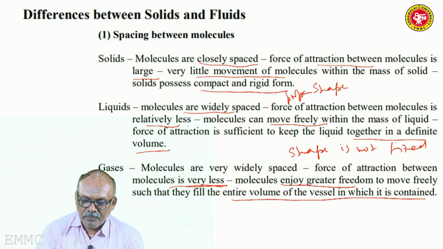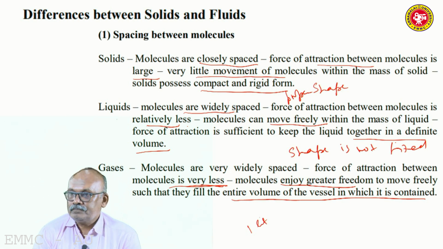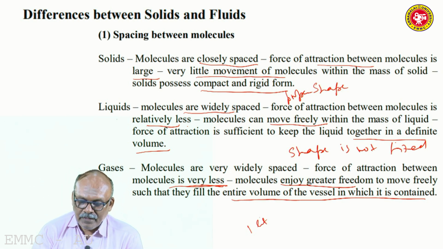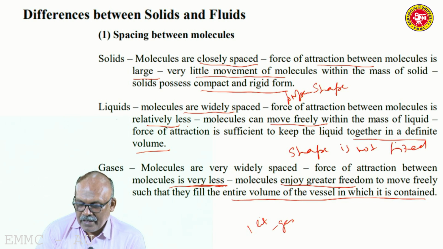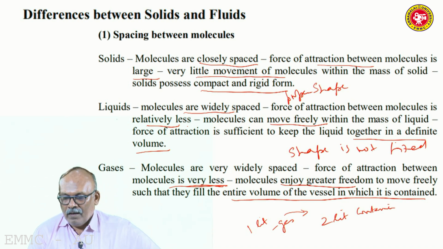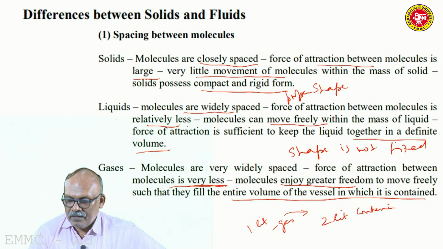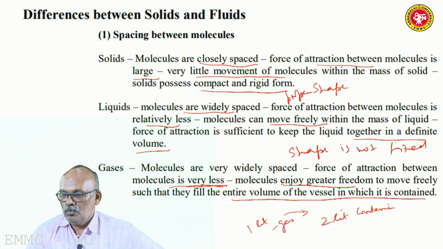So for example, say I have a vessel whose capacity is 1 liter. Say this 1 liter is filled with some gas. Now I am transferring the contents of the gas in 1 liter to a 2 liter container, and close it. Now what happens? What is the volume of the gas here? The volume of the gas in the 2 liter container is 2 liters. So 1 liter has now become 2 liters.